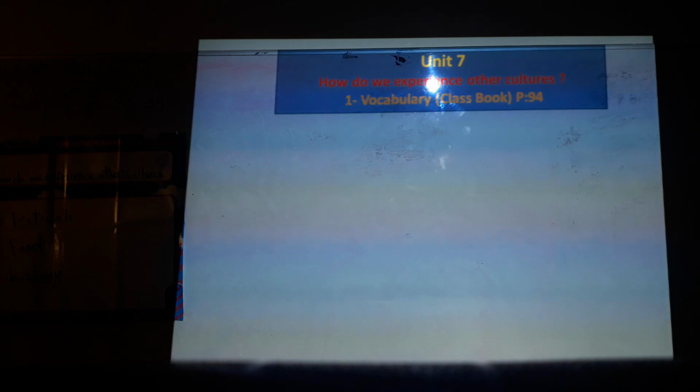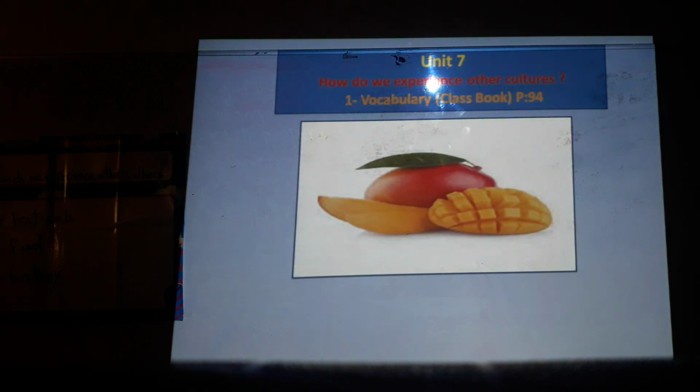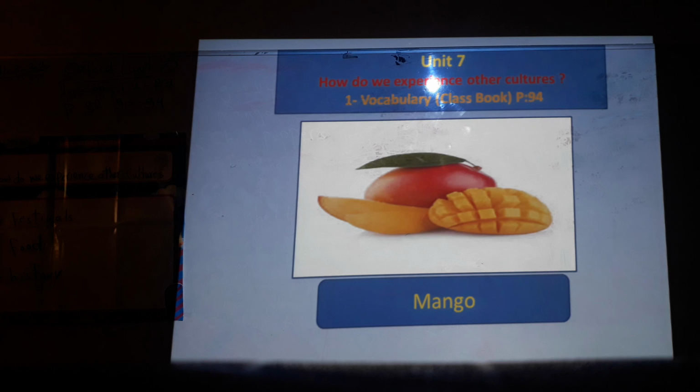So, in Unit 7, how do we experience other cultures? Look at the vocabulary. We have 10 words here. They are very important. Try to study for the next spelling test. So who can tell me what's this? Yes, great. It's mango. What's the meaning of mango? Yes, that's nice.